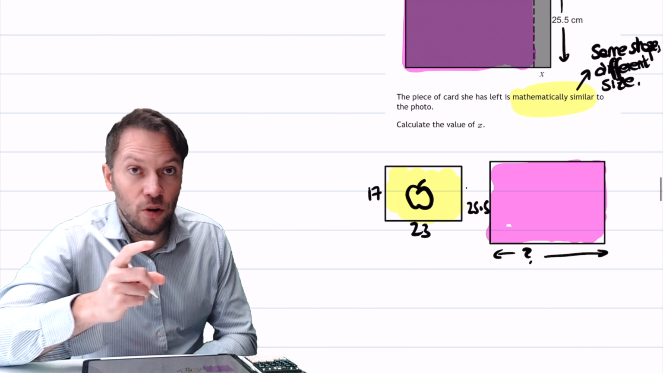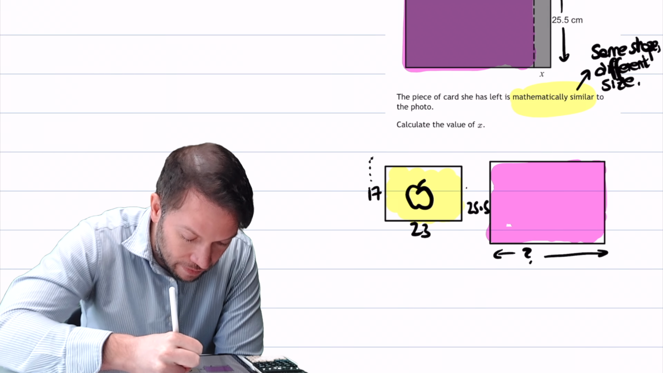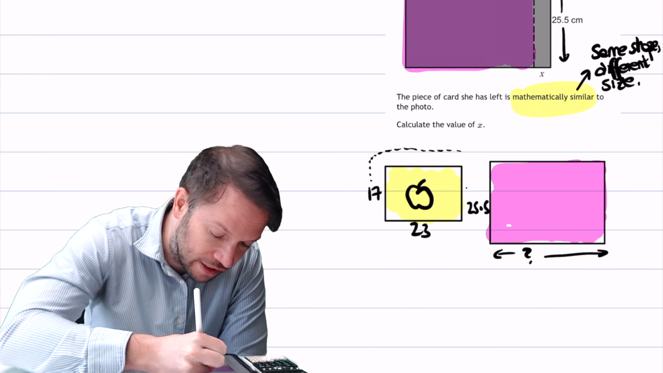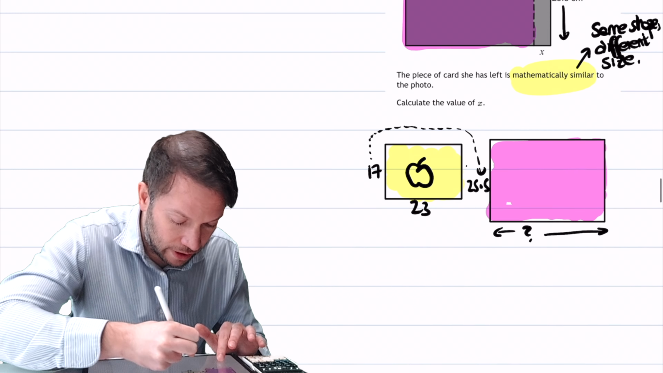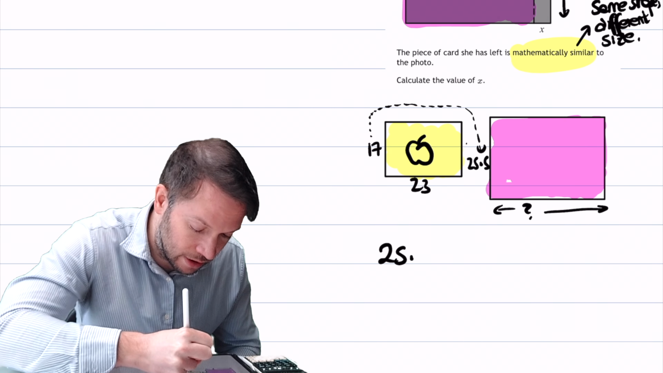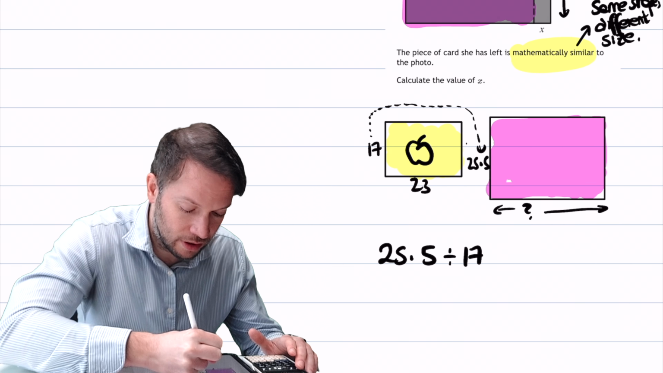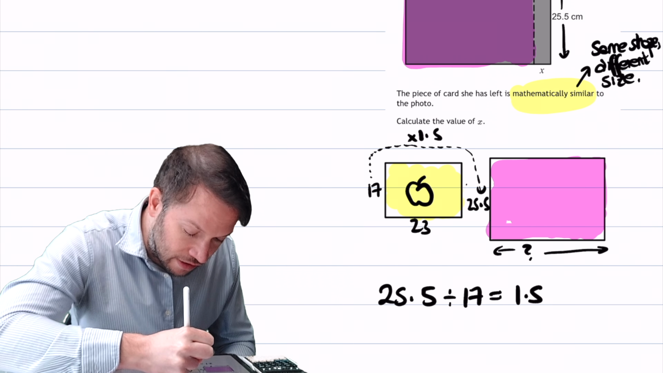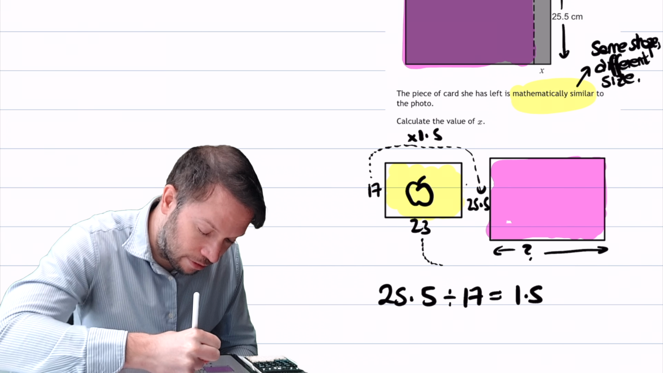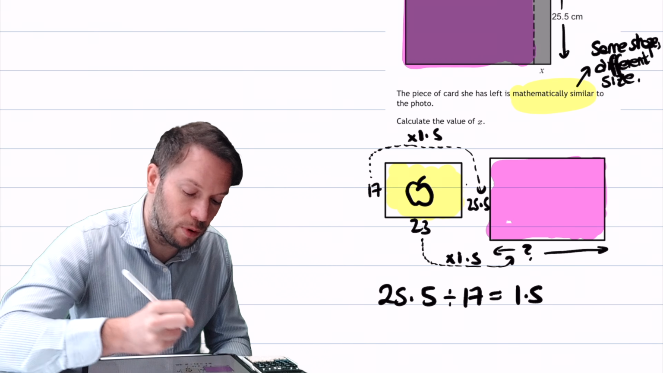Now, we said all the lengths have to scale in the same way. So this height here of 17 is scaling by some scale factor to get the height of the bigger rectangle. If we divide those, the second number divided by the first, we do 25.5 divided by 17, which I believe is 1.5. So that scale factor is 1.5. That means this length here has to scale in the same way, so we also need to times it by the same scale factor of 1.5.